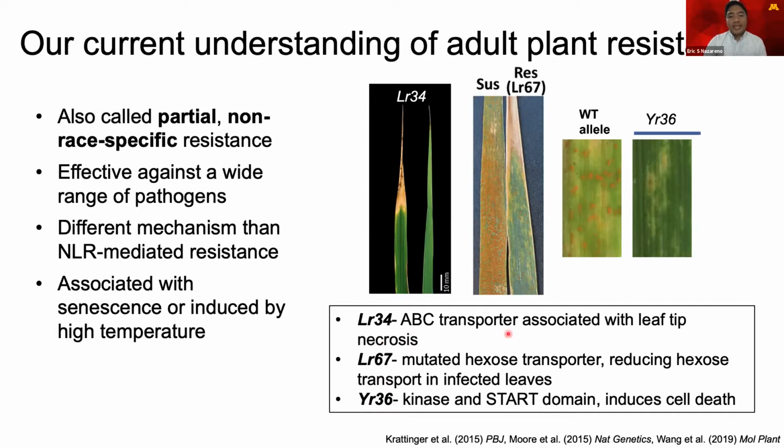So as we can see, they are not NBS-LRR genes. LR34 is an ABC transporter, LR67 is a hexose transporter, and YR36 is a kinase and START domain protein. So they work differently compared to NBS-LRR genes.